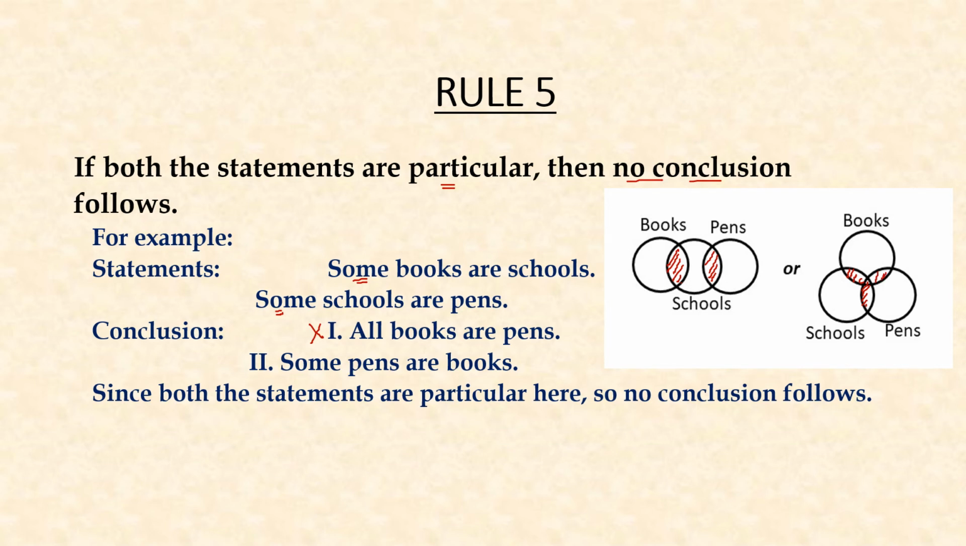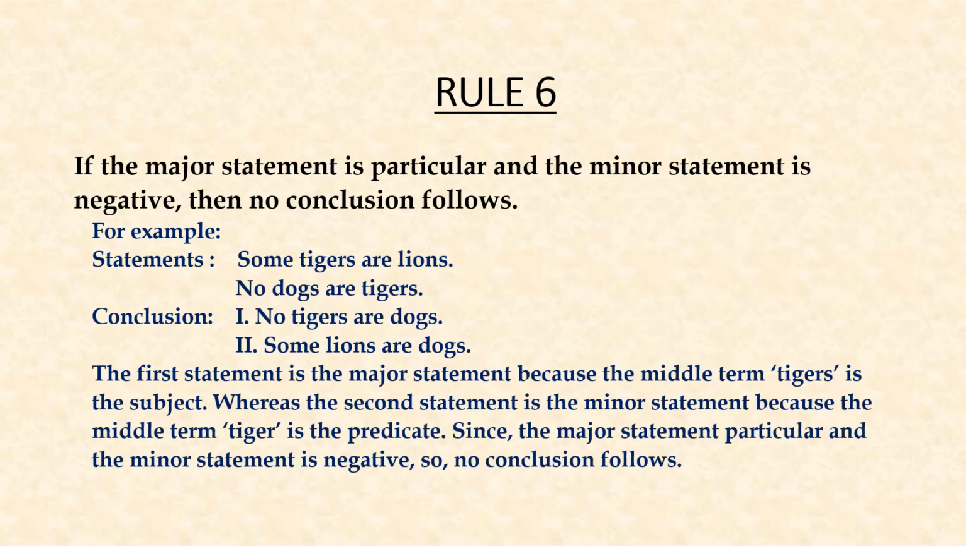Then the second conclusion says some pens are books. So this may or may not be true. So according to the rule, we go with the conclusion that no conclusion follows.